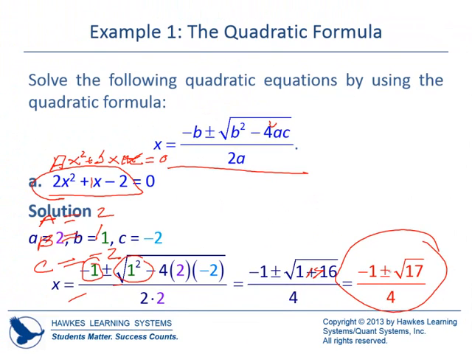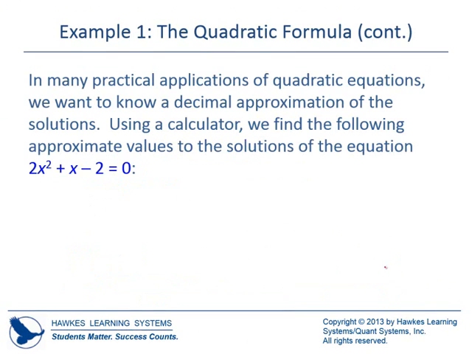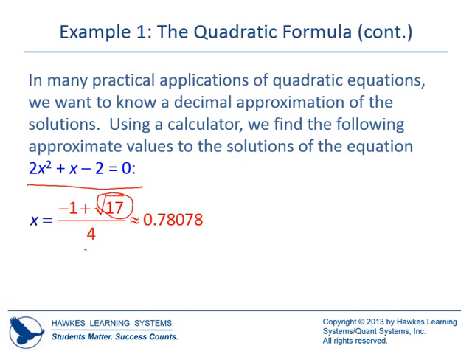Now, as you're going to see, we can use a calculator to get like a decimal approximation of the answer for this particular one. And so we'll just go ahead and do the math here. A negative 1 plus the square root of 17. Remember, that's what we came up with for that discriminant. And so that would be approximately 0.78078. Now, that's plus that negative 1. Now we're going to subtract it.